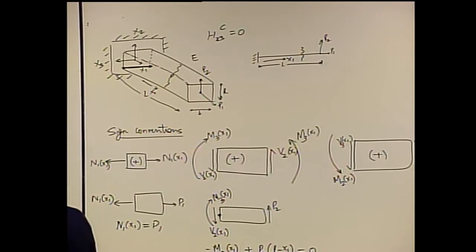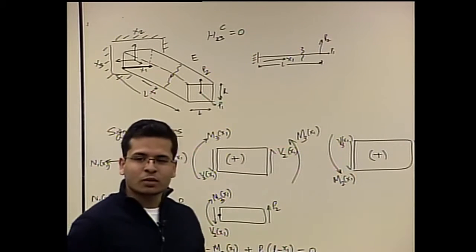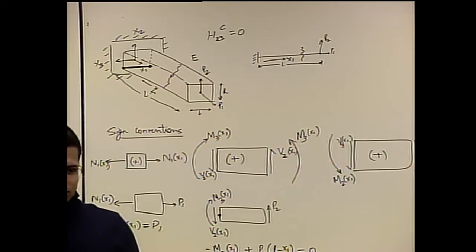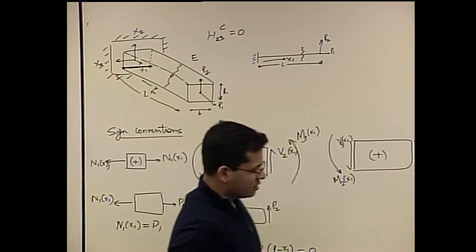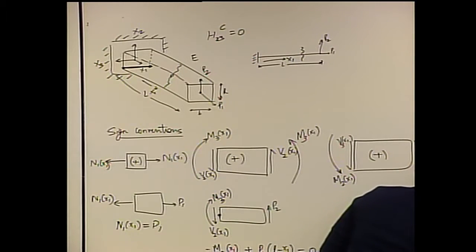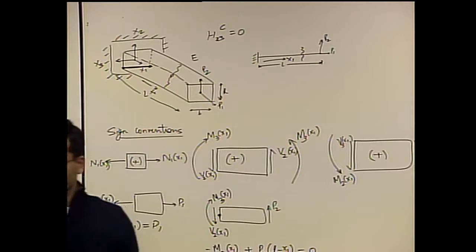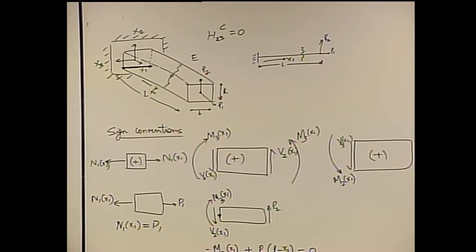What would happen if there was no P1? There was no axial load. So if there is no axial load, this term would go to 0, right?